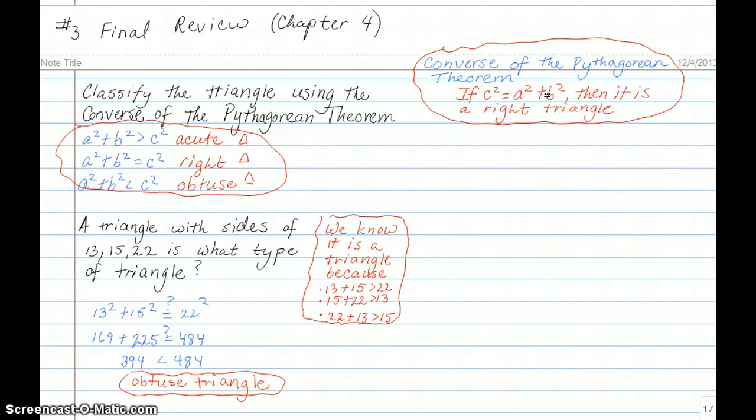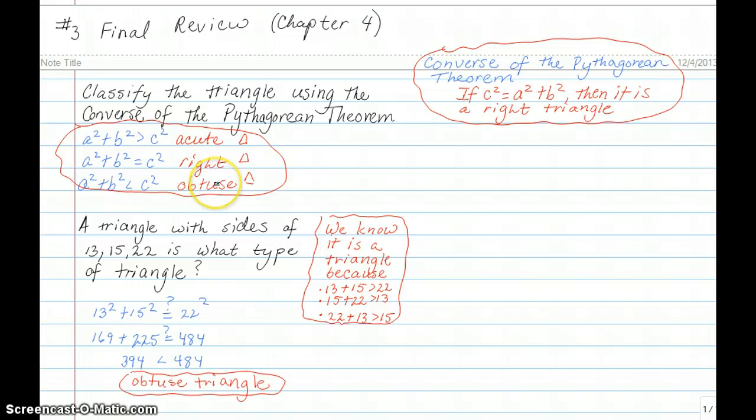However, we can also deduce certain other things from this converse of the Pythagorean theorem. And that is that if A squared plus B squared, the two shorter sides squared, are greater than C squared, the longest side squared, it's an acute triangle. We already know about a right triangle. If A squared plus B squared equals C squared, it's right. And then finally, if a squared plus b squared is less than c squared, the two shorter sides squared are less than the longest side squared, then it will be an obtuse triangle.